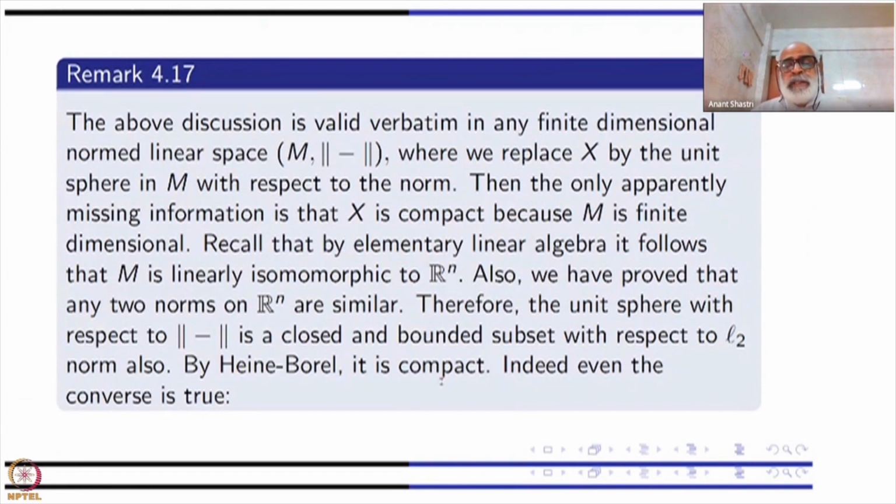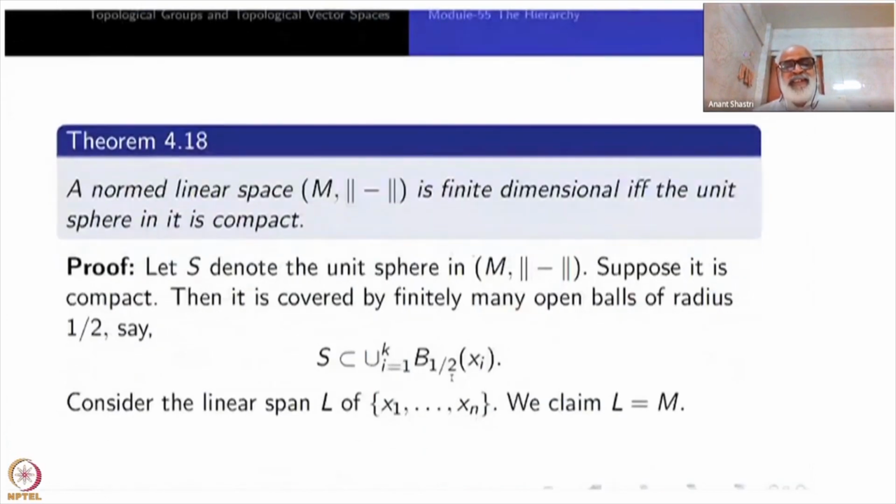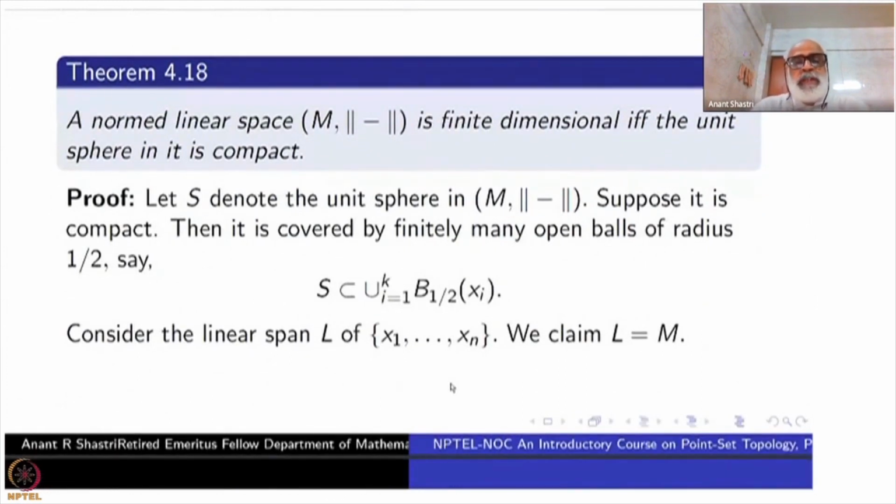This is a standard result in functional analysis. Let us prove this one as an application of whatever we have done so far. A normed linear space M is finite dimensional if and only if the unit sphere in it is compact. Let us denote by S the unit sphere. Suppose it is compact.